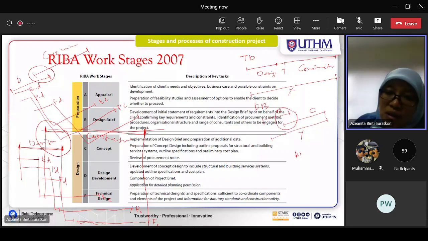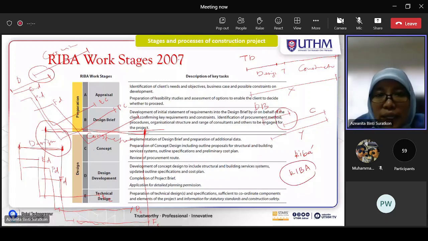This RIBA is different. We are talking about RIBA, the Royal Institution of British Architects, work stages. They provide work stages. Actually, you can Google, I think they have the latest one. So this is actually a document, a guideline on the work stages.